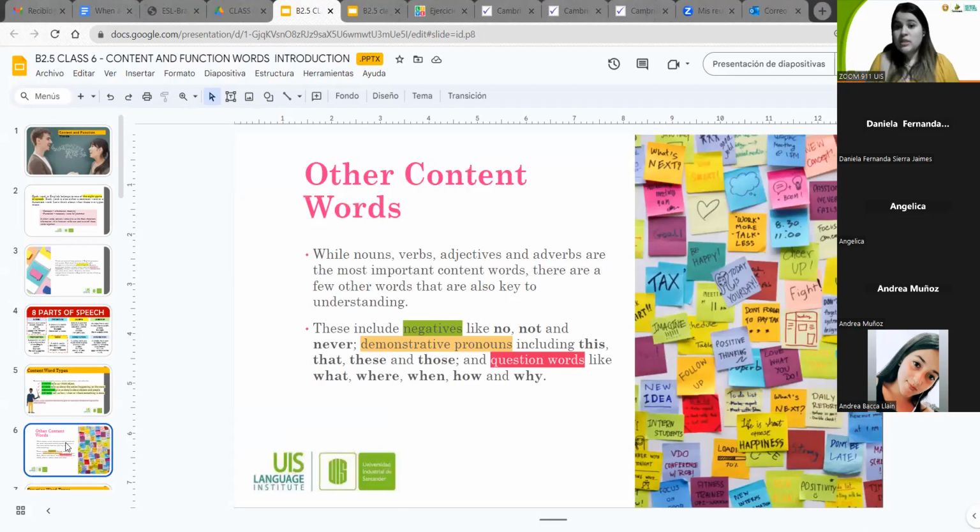Other content words we have are negatives, like no, not, never, demonstrative pronouns like this, that, these, those, and question words like what, where, when, why, how. So if you say, for example, where, hotel, sleep, the person is going to say, oh, okay, it's asking for a place, where to sleep, a hotel, right? So those are other content words that carry meaning and are also key to understanding.